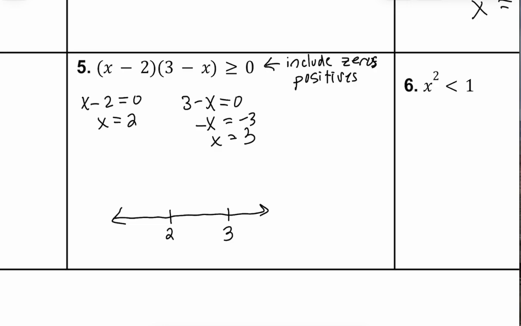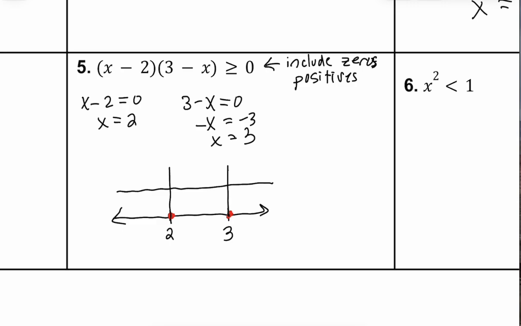Now, our zeros are included only if we have an equal to symbol in the problem. If our zeros are included, please put a closed dot on the zeros. If the zeros will not be included, we'll put an open circle, okay? Just like you would graph on a number line. Now we're going to make this number line turn into what I call a plus or minus chart. There are 2 factors in the original problem, so I need 2 rows in my plus or minus chart.